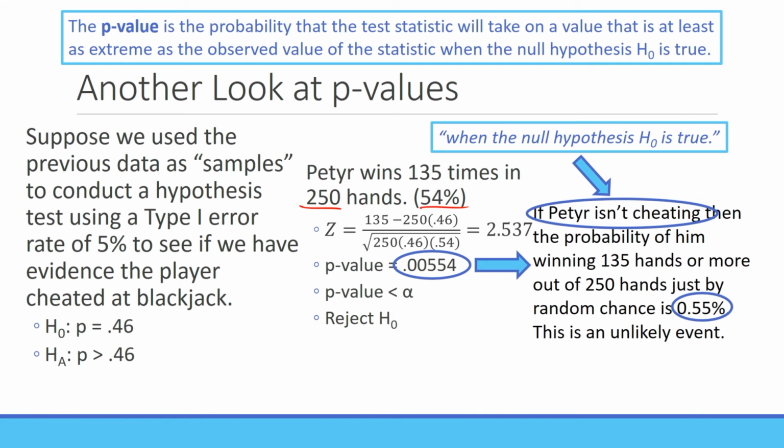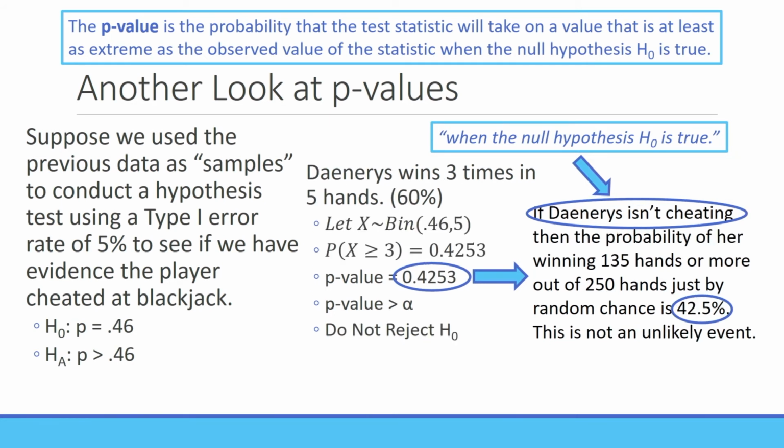So to look at the other two, if we're looking at Denarius, we said that Denarius won 3 times out of 5. Maybe she was playing until she won 1 hand for each of her dragons. Either which way. Now, you may notice when I went to calculate this to find my p-value, I used the binomial distribution instead of the normal distribution.